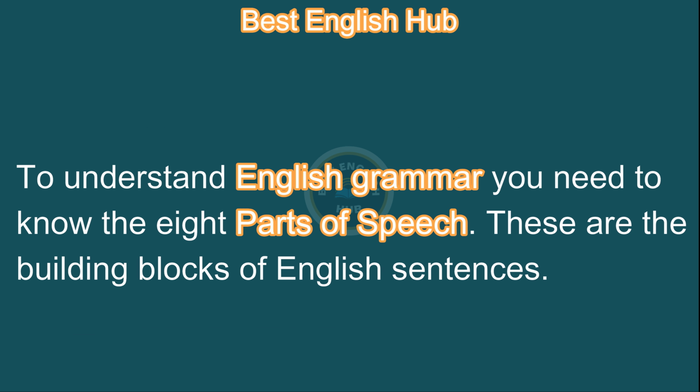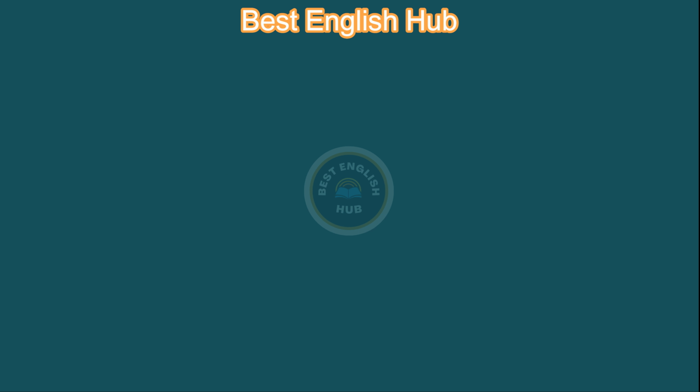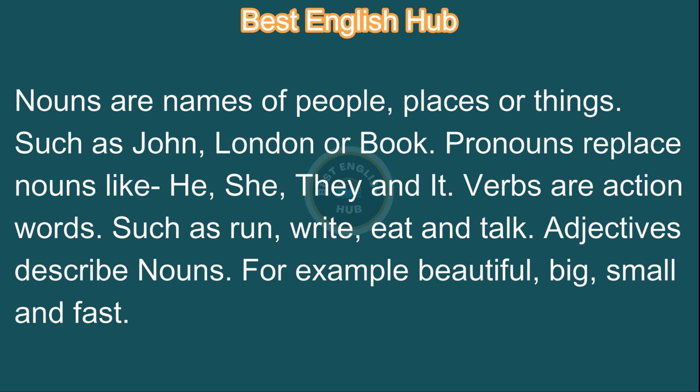To understand English grammar, you need to know the 8 parts of speech. These are the building blocks of English sentences. Nouns are names of people, places or things, such as John, London or book. Pronouns replace nouns like he, she, they and it. Verbs are action words, such as run, write, eat and talk. Adjectives describe nouns. For example, beautiful, big, small and fast.